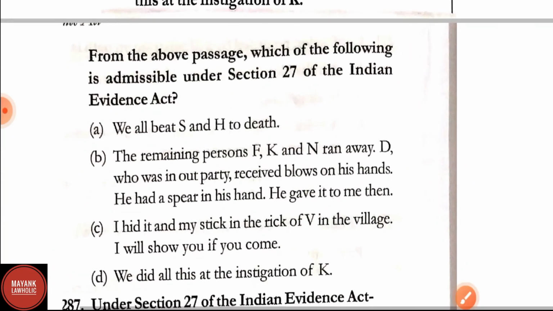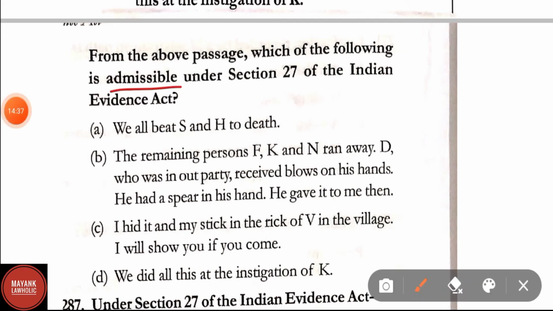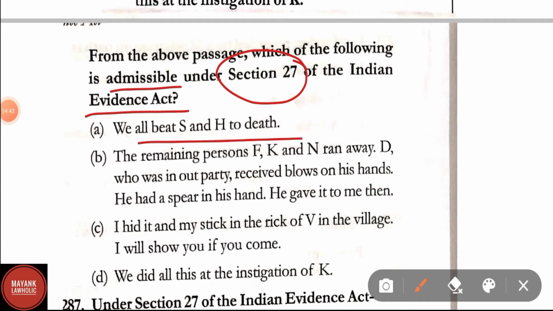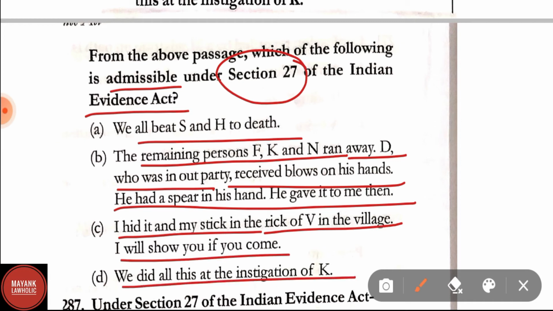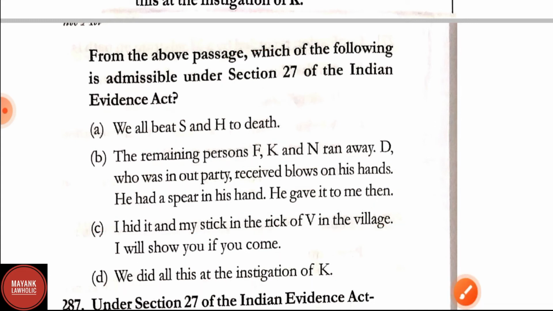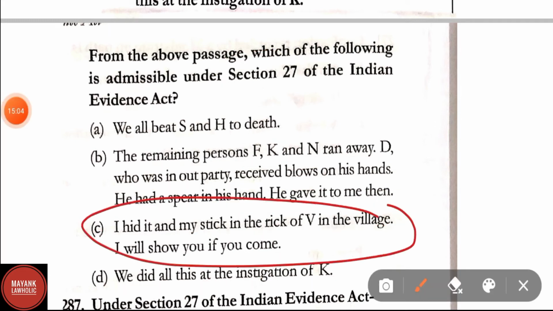From the above passage, which of the following is admissible under Section 27 of the Indian Evidence Act? Option A, we all beat S and H to death. Option B, the remaining persons F, K and N ran away. D, who was in our party, received blows on his hands. He had a spear in his hand. He gave it to me then. Option C, I hid it and my stick in the rick of V in the village and I will show you if you come. Option D, we did all this at the instigation of K. Here the correct answer is option C, that is, I hid it and my stick in the rick of V in the village and I will show you if you come.